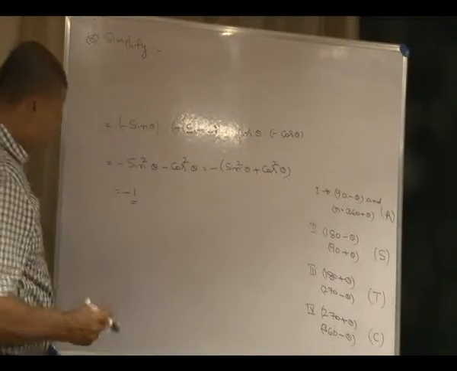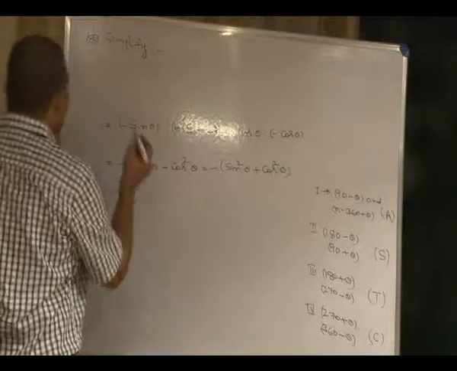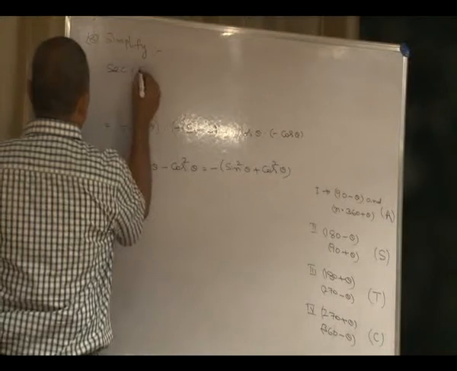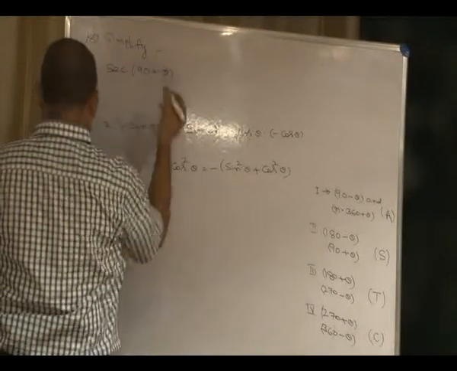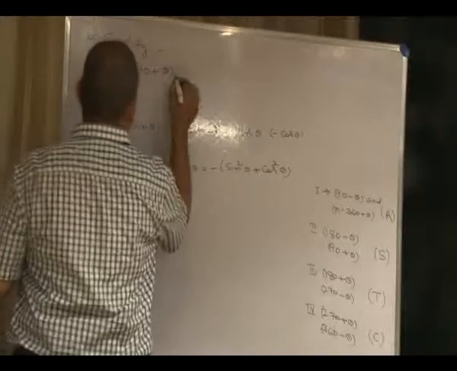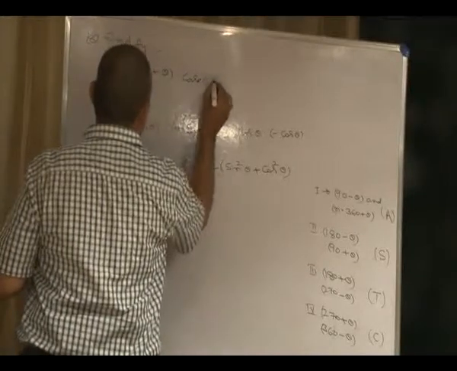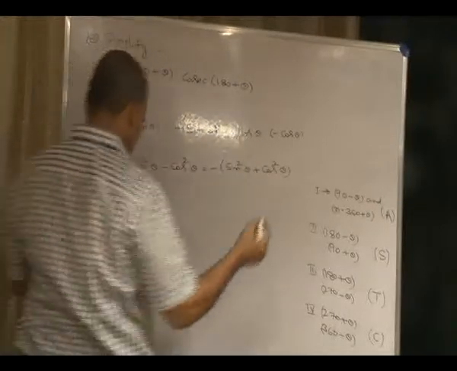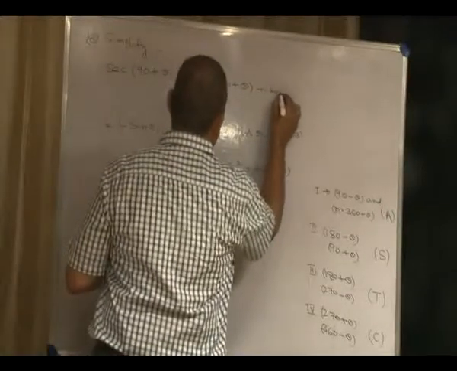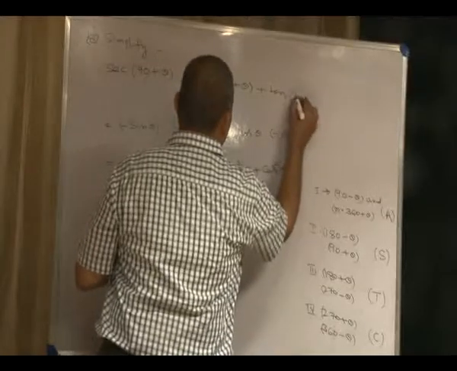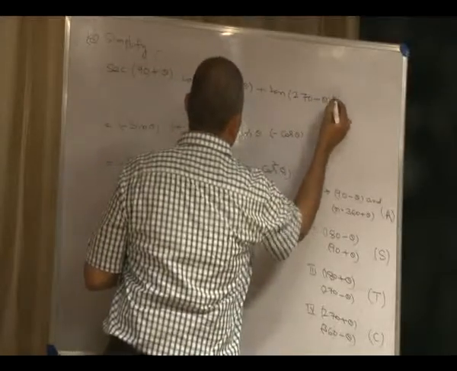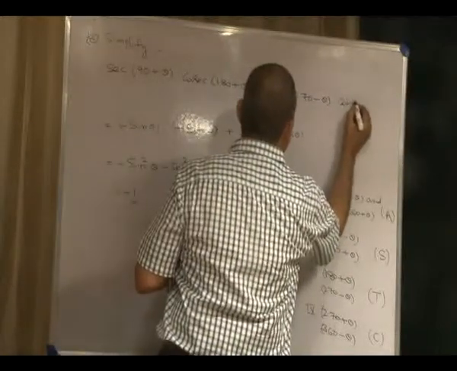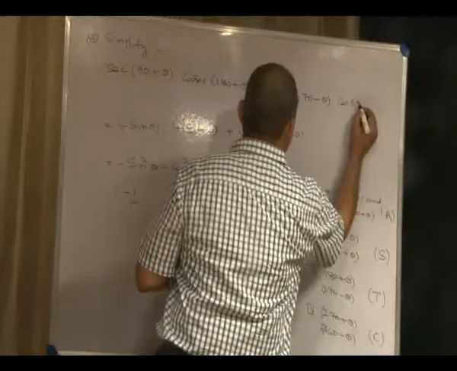Next problem, simplify secant 90 plus theta into cosecant 180 plus theta plus tan 270 minus theta into cot 360 minus theta.